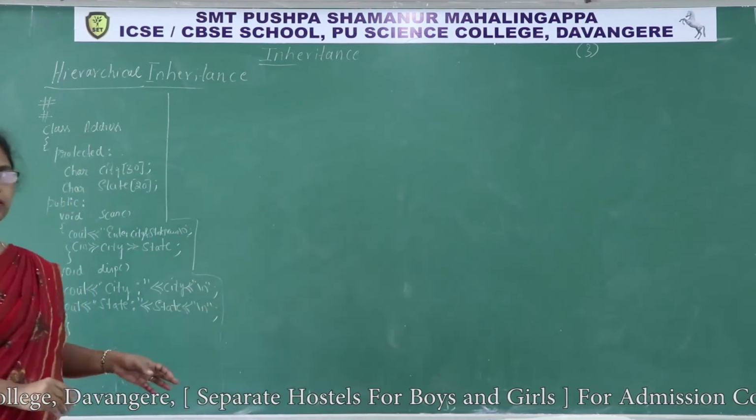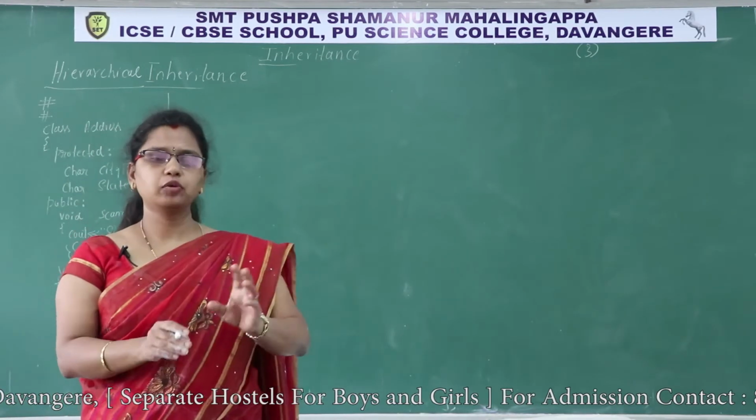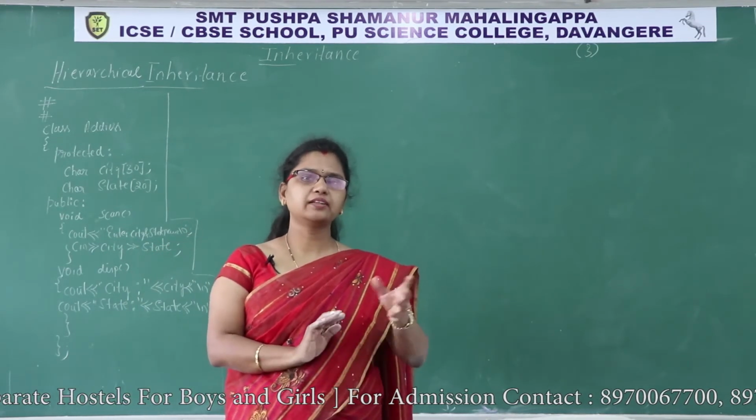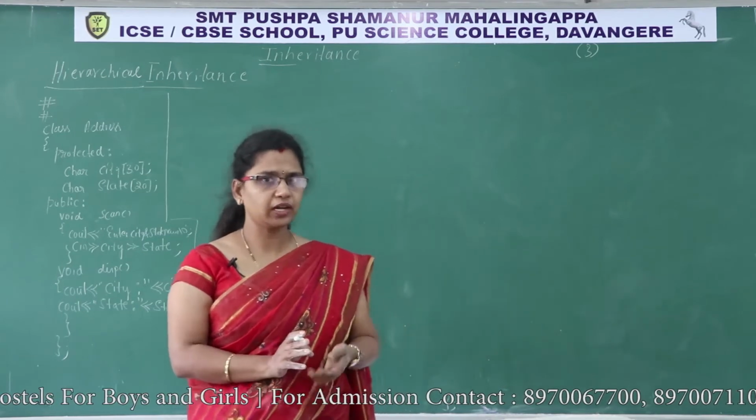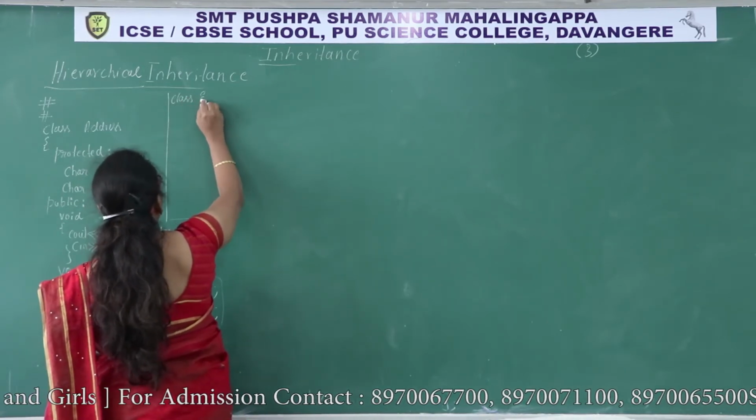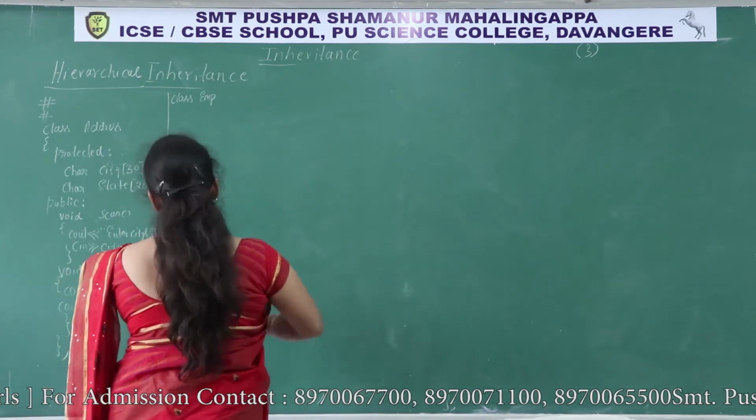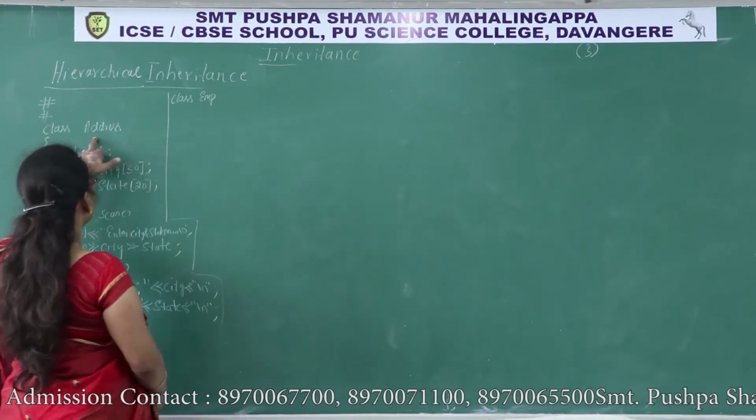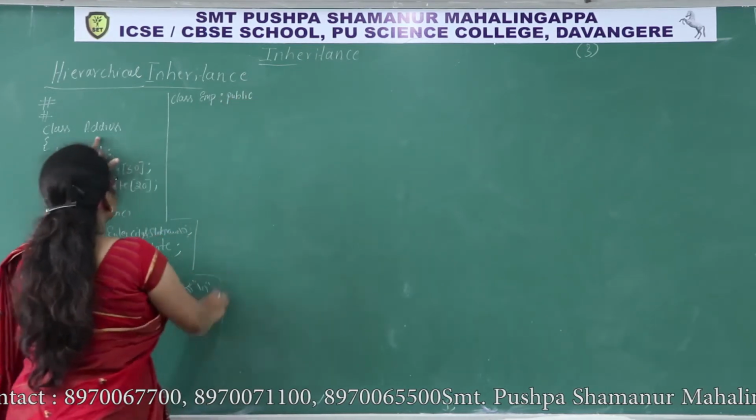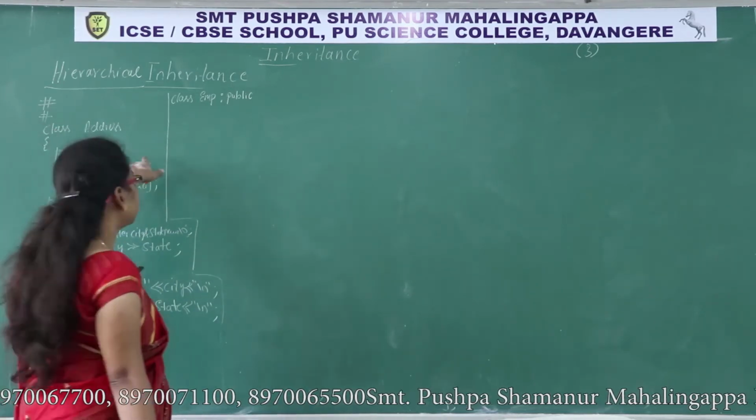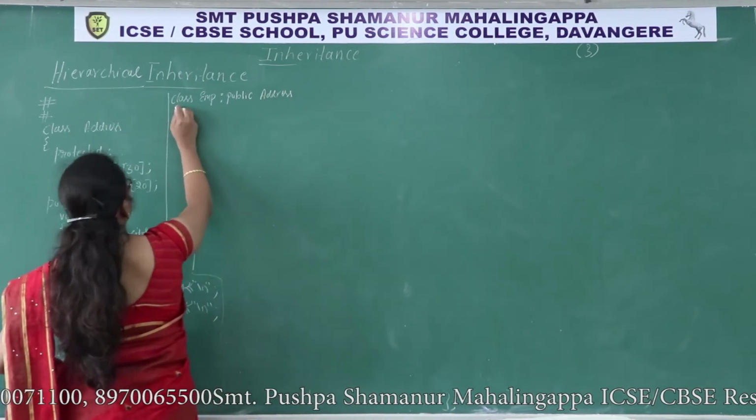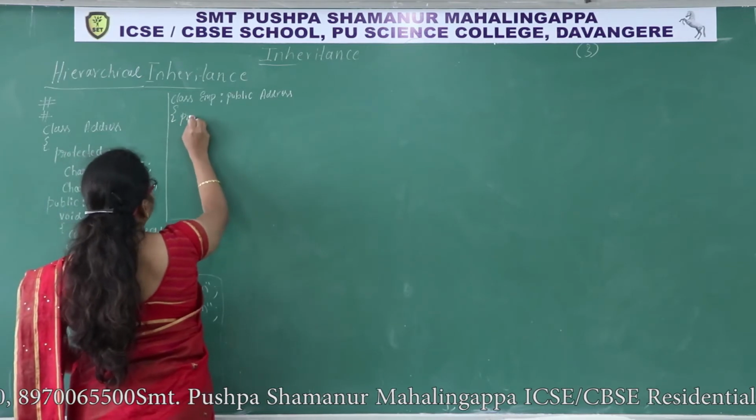What I am doing here, same previous example I have taken, and I am going to change the visibility mode. One class I will derive in public mode and another class I will derive in protected or private mode. I will take protected mode now. Class EMP. EMP is a derived class of which class? Address colon public. So this class I am going to inherit in public mode of inheritance, and the base class name is address. Protected.